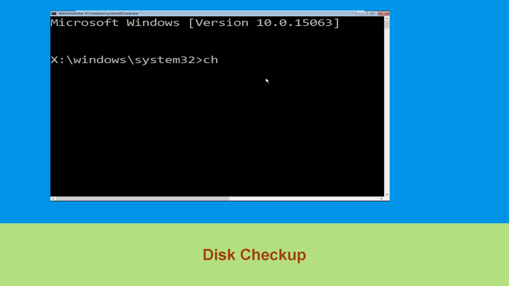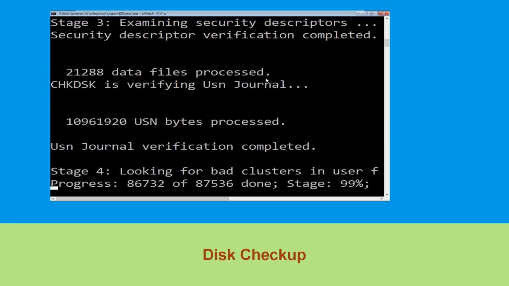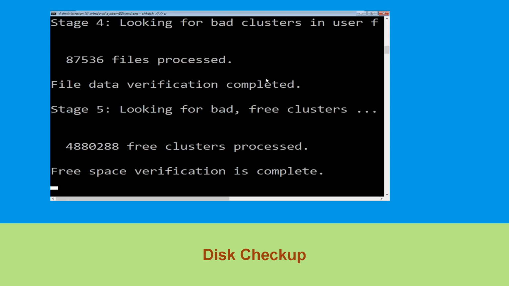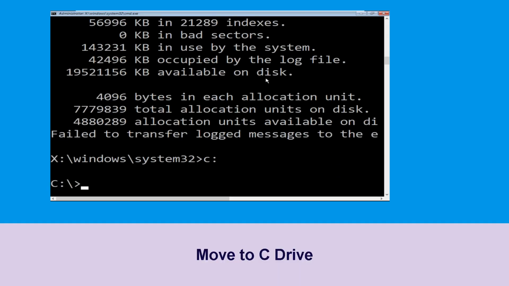Type chkdsk /f /r and hit enter to execute the command. Now wait for some time to complete the process. Once done, move to the next step. Type c:, then hit enter.